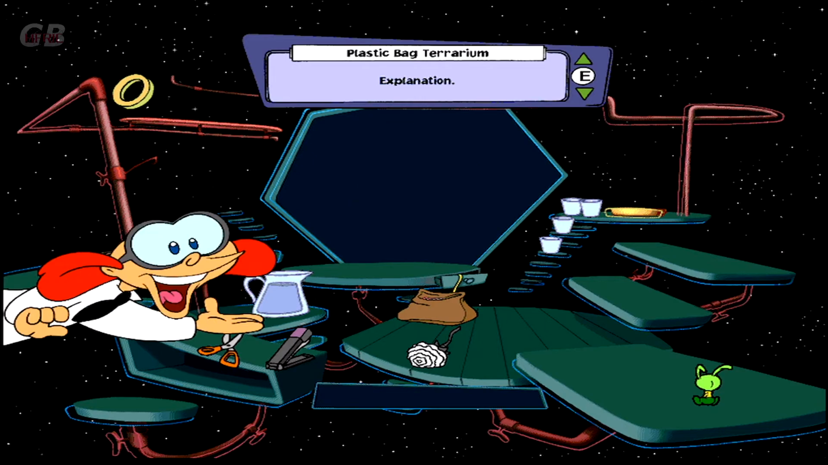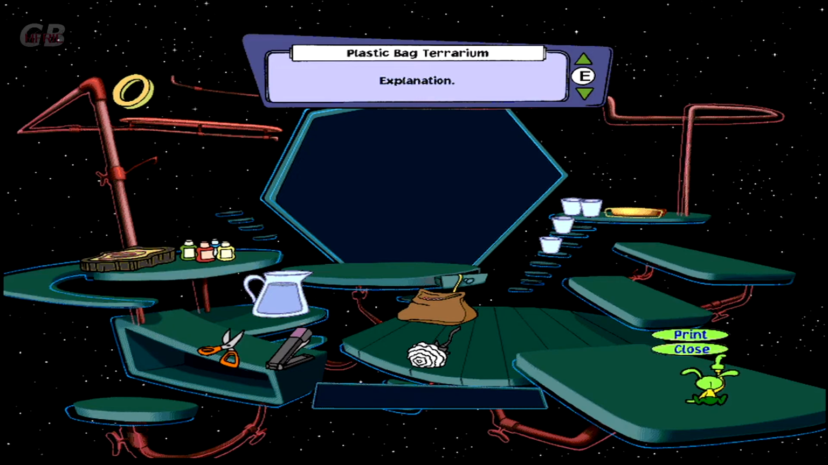Just like your plastic bag, the atmosphere around the Earth holds in the moisture and gases necessary for the cycle of life to continue. To try another experiment, click on Factoid's close.